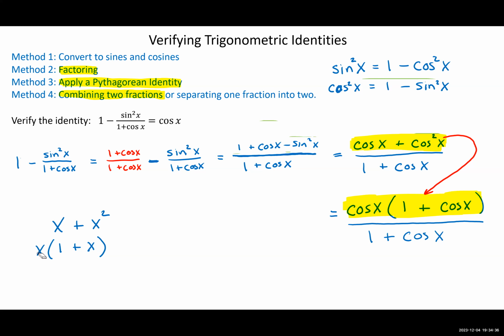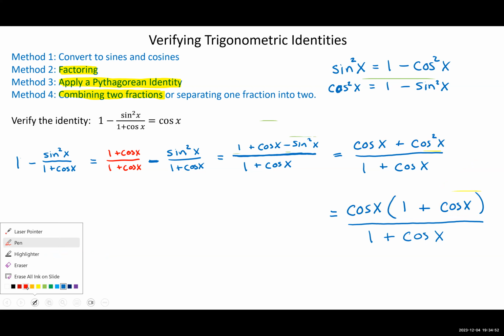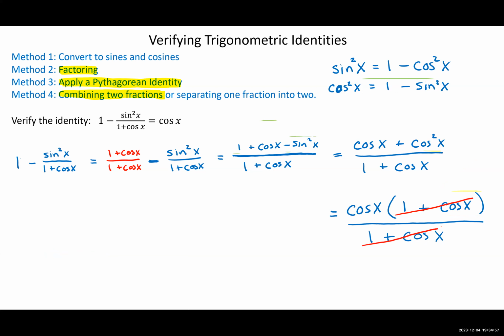Well, this looks good because now we've got a 1 plus cosine in parentheses on top. We've got a 1 plus cosine on the bottom. So I think this next step, do a little algebraic canceling. 1 plus cosine over 1 plus cosine is equal to 1. And that leaves us with the cosine of x.